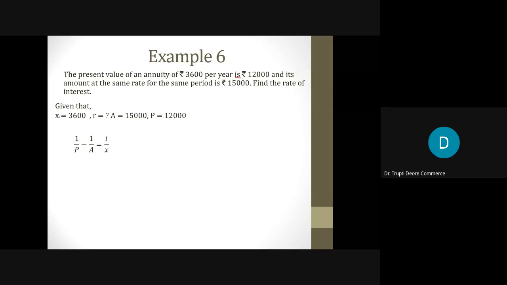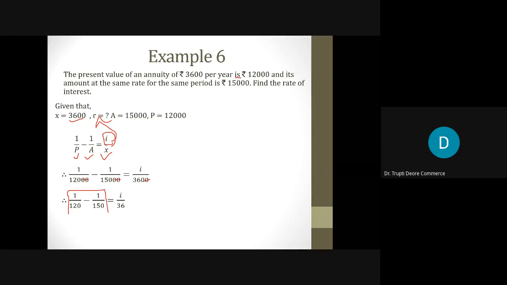Okay, we just insert the values. So P is given, A is given, X is given, and we will find out I, and from I we will get R. So just check out, we insert the values. So 1 upon 12,000 minus 1 upon 15,000 is equal to I upon X, that is 3,600. So here 0, 0 is common, 2 zeros, right? We just cancel it. So next step will be 1 upon 120 minus 1 upon 150 is equal to I upon 36.